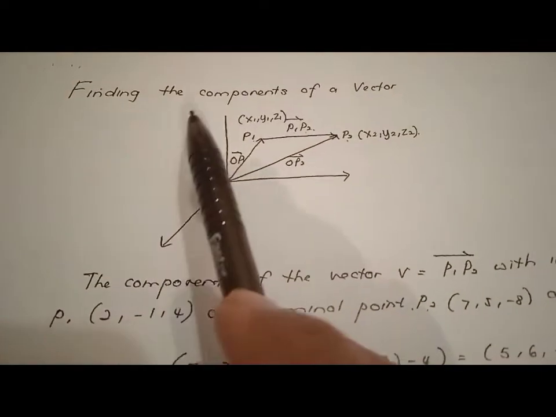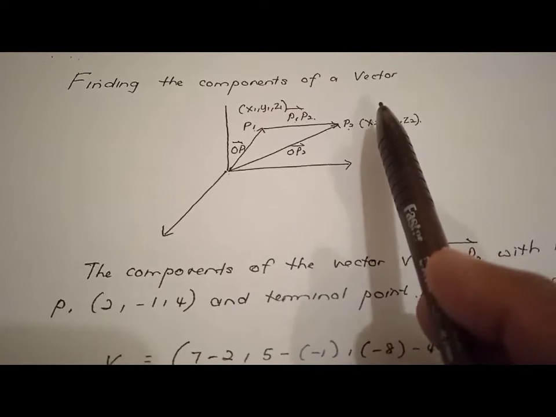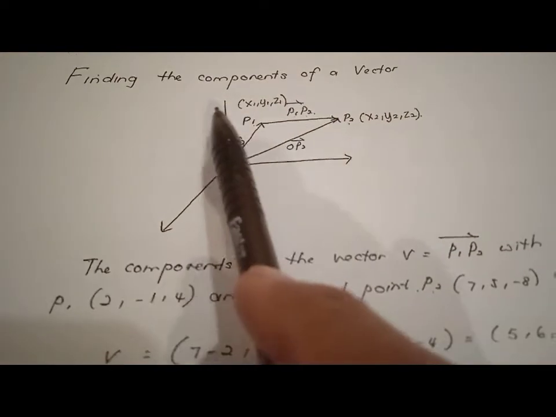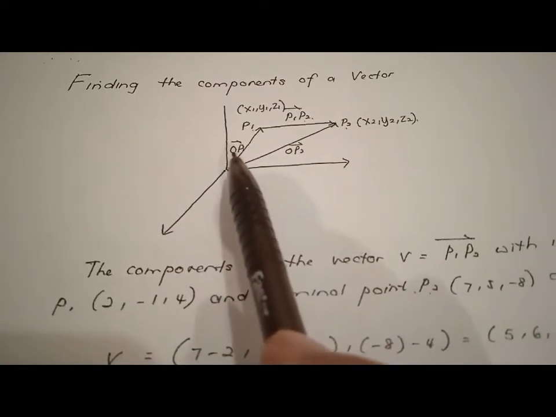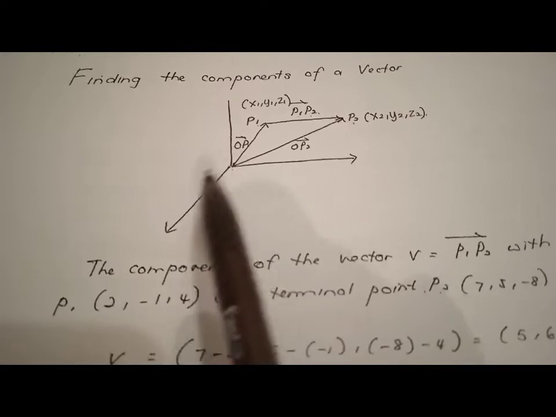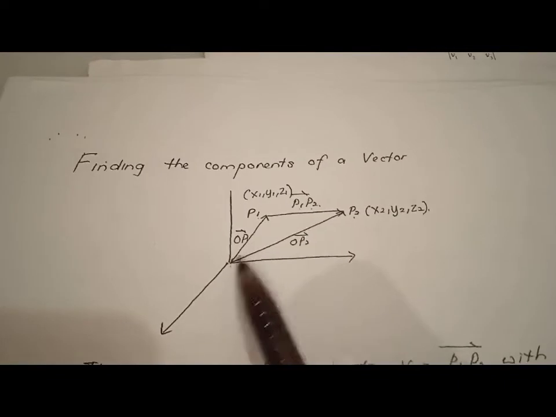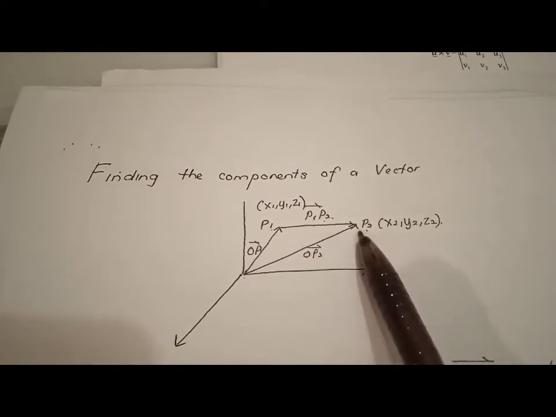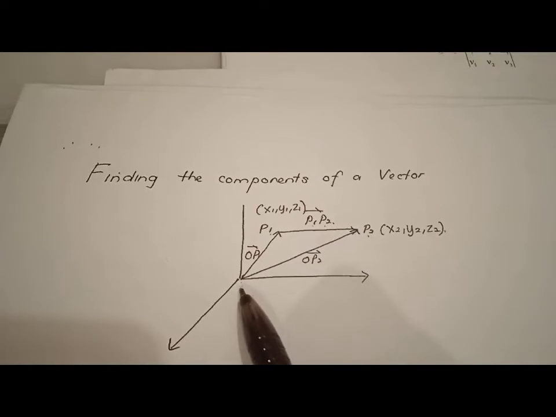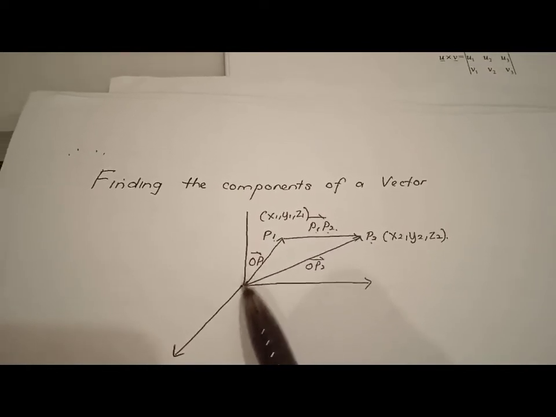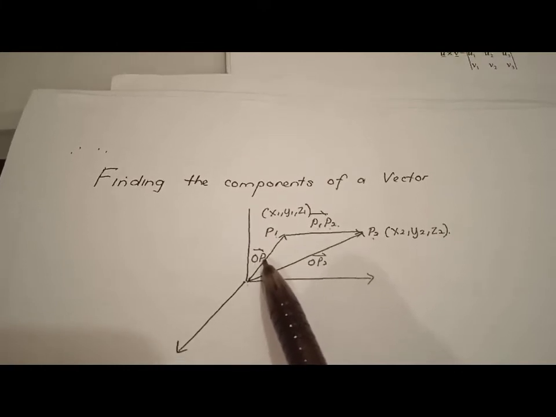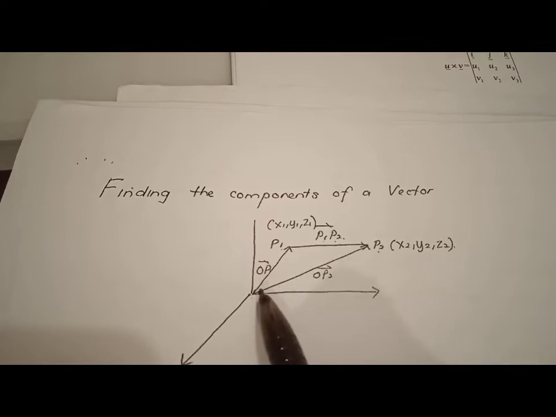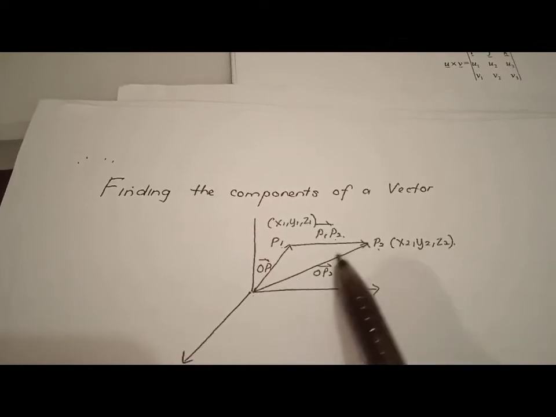Okay, next is finding the components of a vector. So now let's say we have the lines of vector in these 3 dimensions given by P1 and P2, okay, from initial points. Okay, so in vector form we write OP1 having this one and OP2 given by this vector.